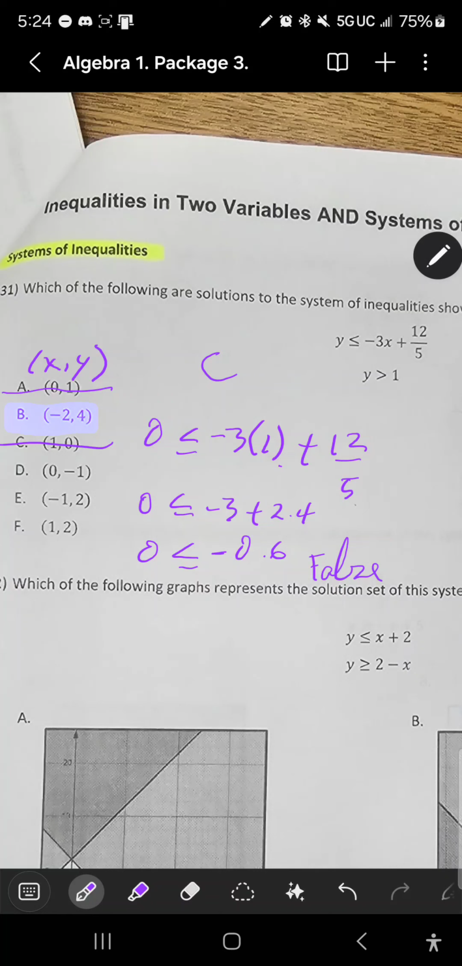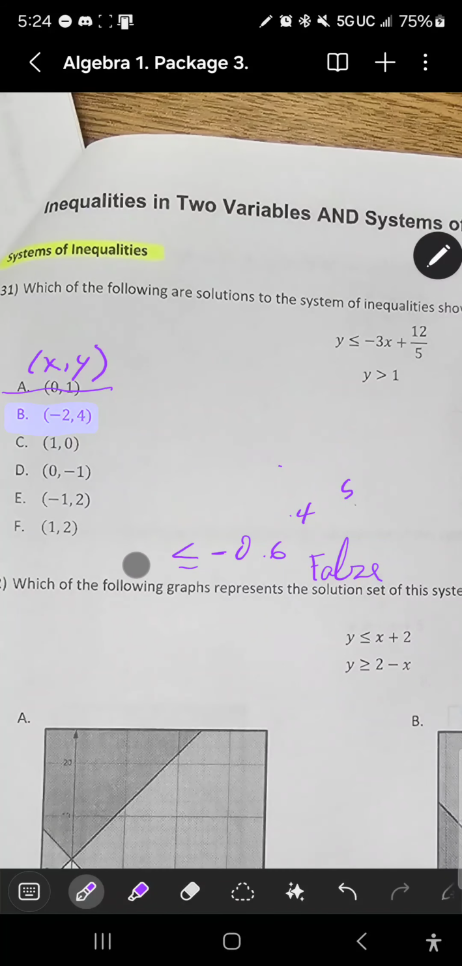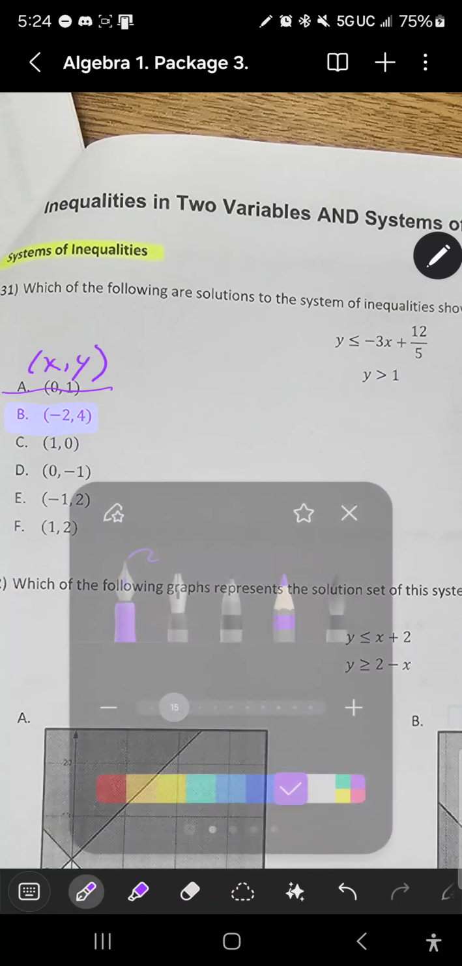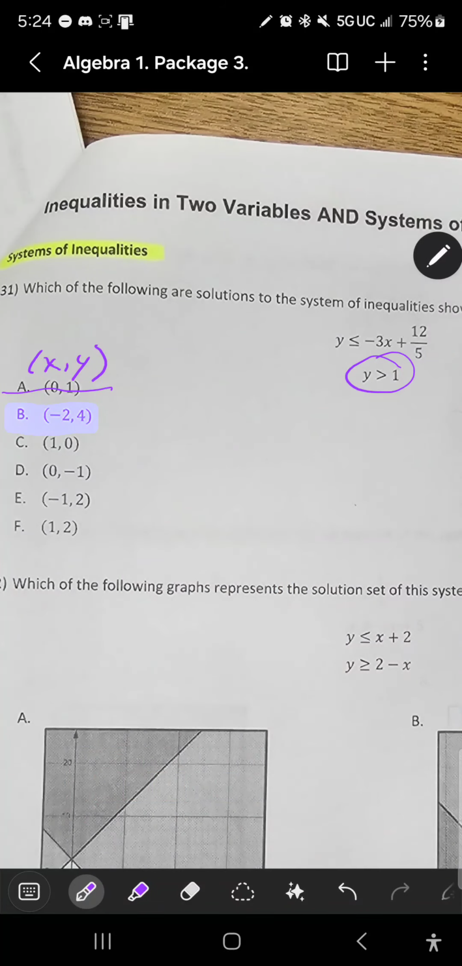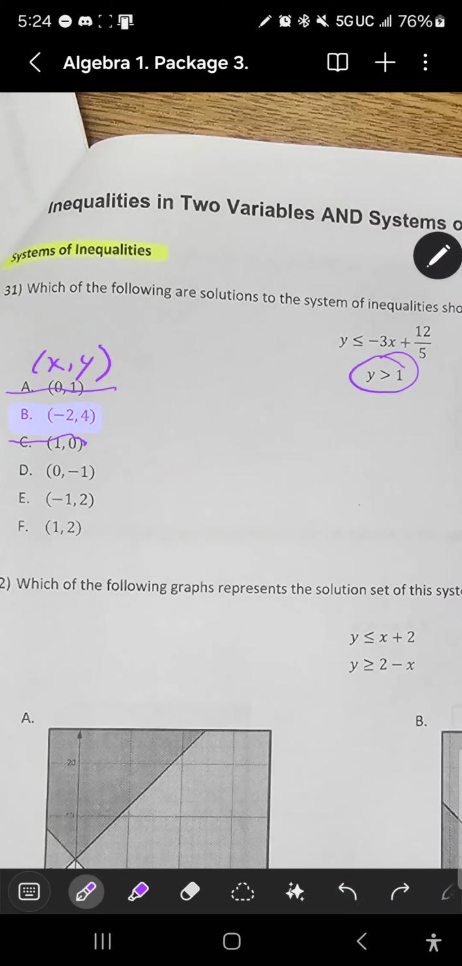So this one is false. We don't need to do the other equation. Actually, we could start with this equation to check because it's easier to do. I'm gonna do that now.